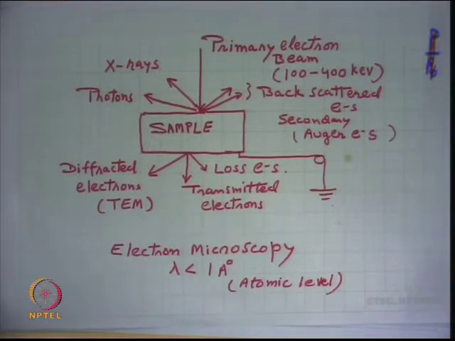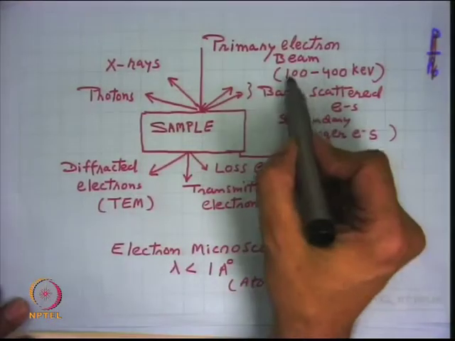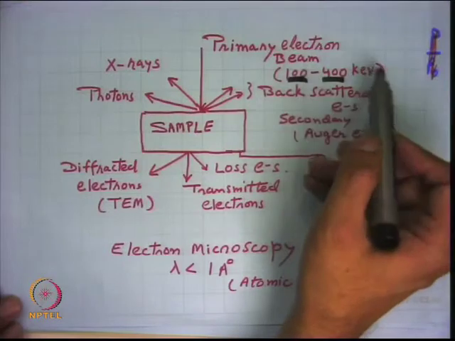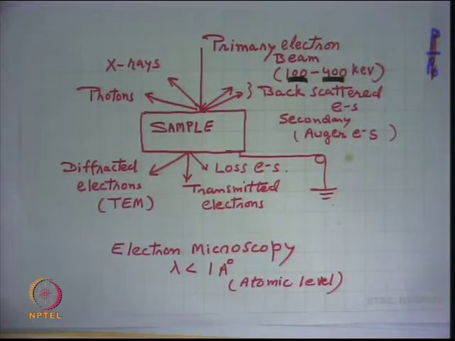Platinum is a hard material, but alumina is a soft material. In any case, it depends upon the energy, whether it is of the order of 100 kilo electron volt or of the order of 400, and it requires a vacuum also.